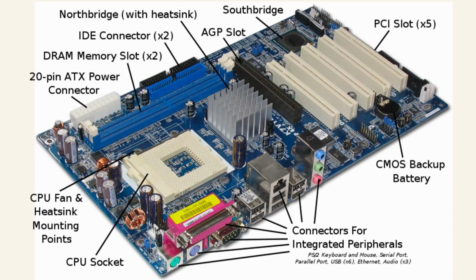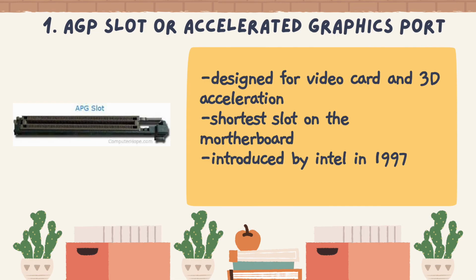So next, this is a picture of the parts of the motherboard. The first part that we will discuss is the AGP. AGP slot or accelerated graphics port. So this is the slot where we insert our AGP adapter or video card adapter. Designed for video card and 3D acceleration. It is the shortest slot on the motherboard, introduced by Intel in 1997.